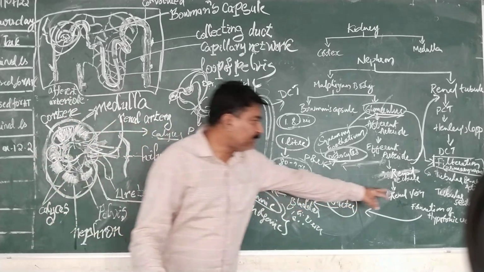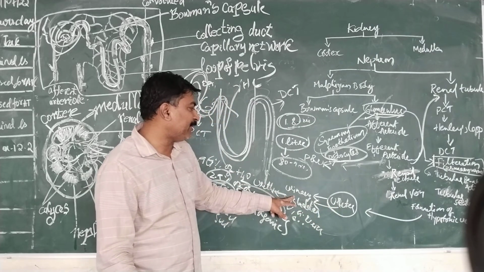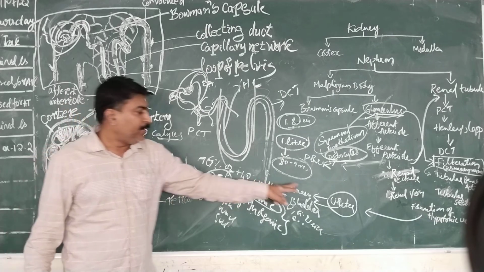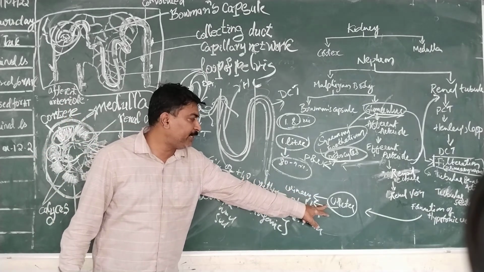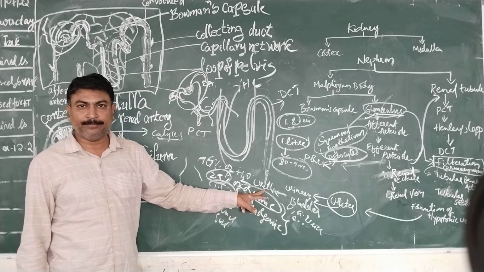So urine will be passed from the tubular secretion into the ureter. From the ureter it will pass into the urinary bladder. This is external, which we have seen yesterday, the external features of the kidney: ureter to urinary bladder. From the urinary bladder it will be expelled out through the urethra.